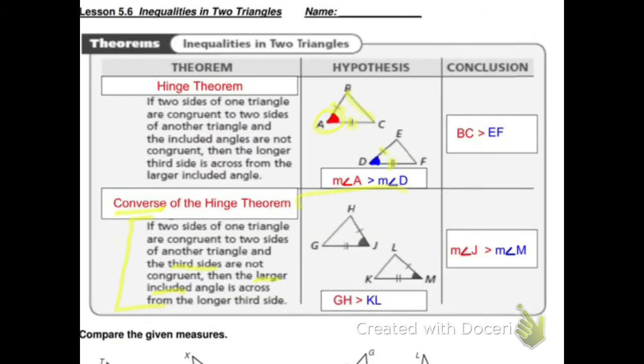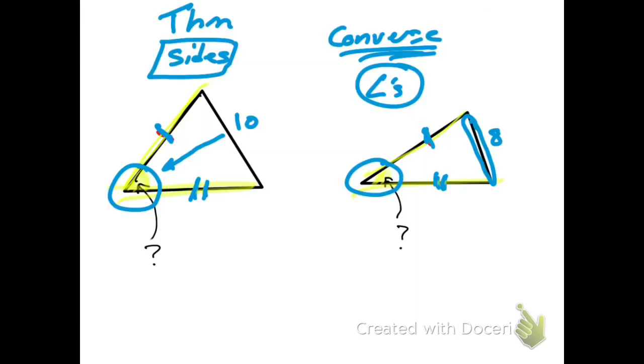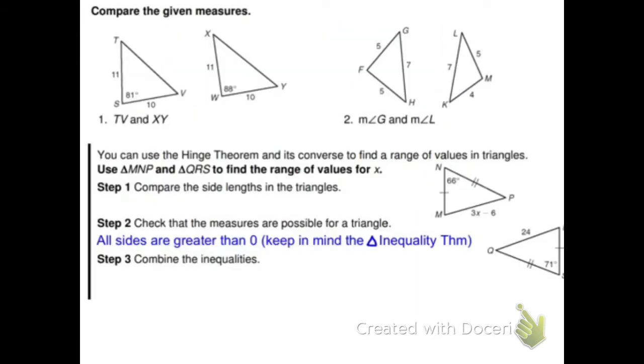And that's what this diagram here is stating. I have a congruent side, here's my second pair of congruent sides. Since GH is longer than KL, angle J is bigger than angle M. And that's the converse of the hinge theorem. How we can use this is to compare for different given measures.